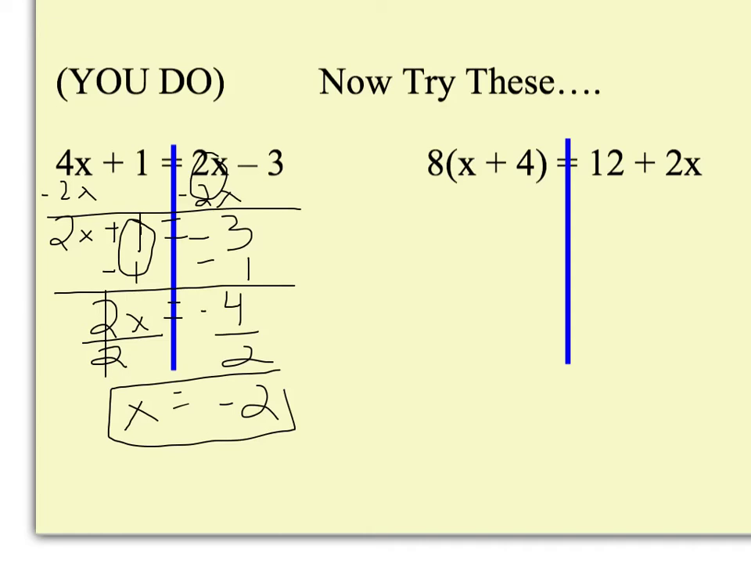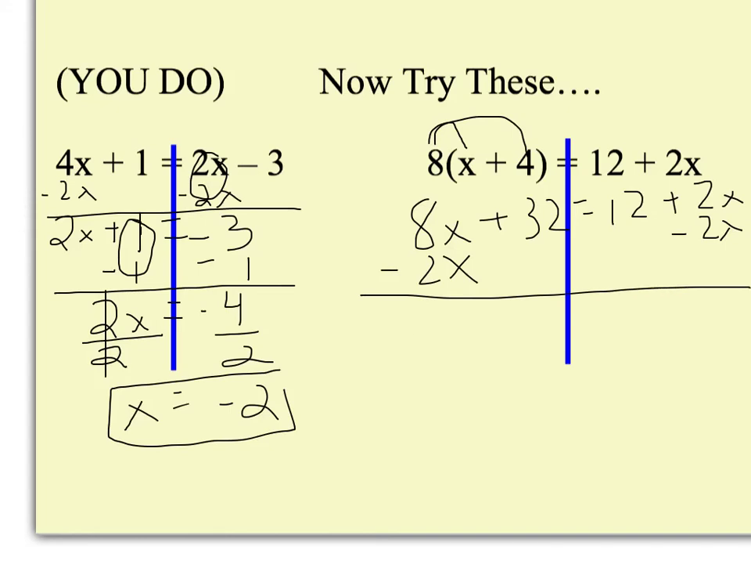Here I see that I need to distribute first with the parentheses. So 8 times x, 8x. And 8 times 4 is positive 32, so plus 32. Over here I'm just going to bring everything down because I don't need to distribute here. Okay, so first things, I'm going to get my x's all on one side.